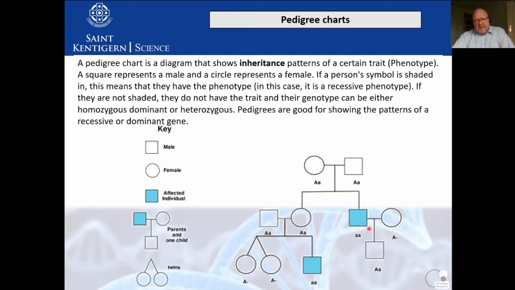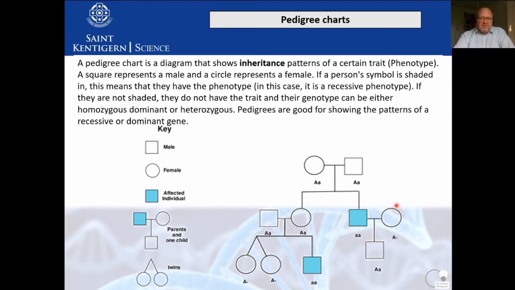Over here, this individual is affected, which means they can only give a little a. So one of them has to be a little a. But this individual can be homozygous dominant, meaning big A, but he can only give a big A, and hence you will have an unaffected child. But if this guy was heterozygous, in other words big A, little a, it can still give a big A and have this. That's why we don't know what that one is. But it's really fun.